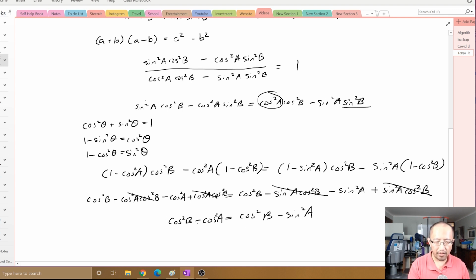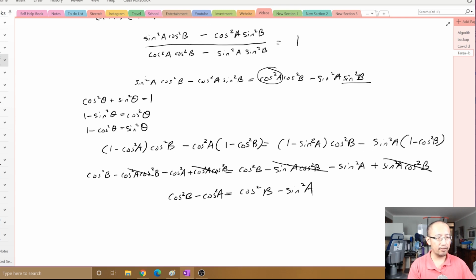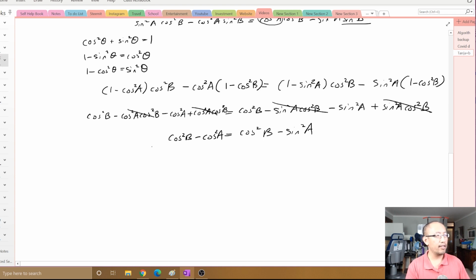Okay, both sides of this equation, luckily I didn't draw over my own head, both sides of this equation have a cos squared b. So I'm going to now take that off both sides. So I have negative cos squared a equals negative sine squared a. Obviously negative on both sides, I can get rid of that. And then I can now move cos squared a onto the other side. 1 equals sine squared a over cos squared a.